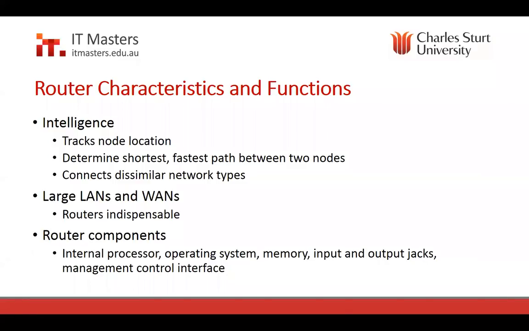whatever the case is. In large LANs and WANs, routers are, well, they're not indispensable. They're just a must-have. You have to have them. Otherwise, the whole idea of that broadcast traffic just simply overwhelms the networks. Components include internal fast processors, internetworking operating system, lots of memory, input and output ports, and a management control interface, usually via CLI.